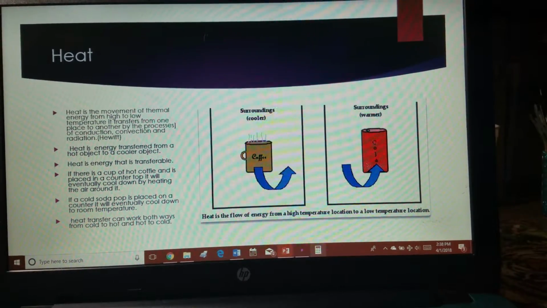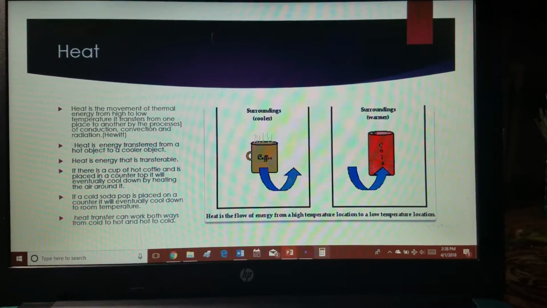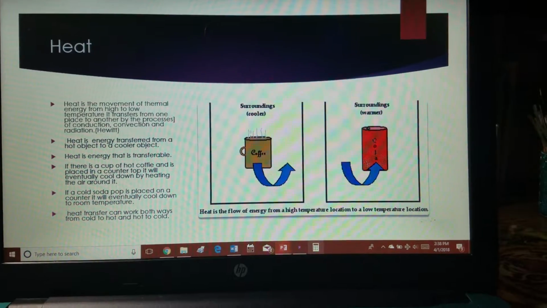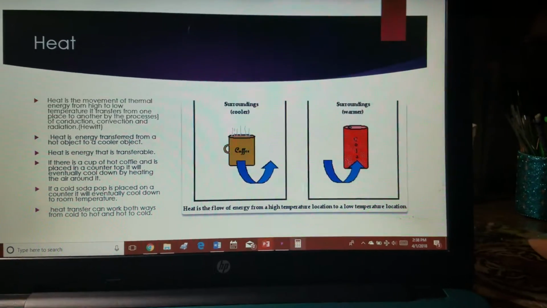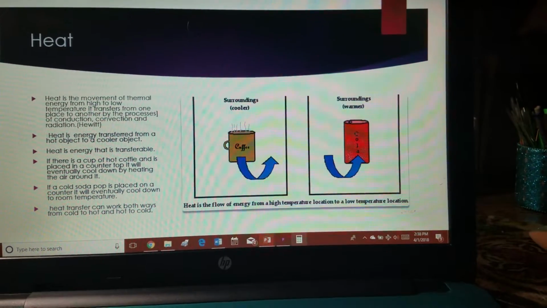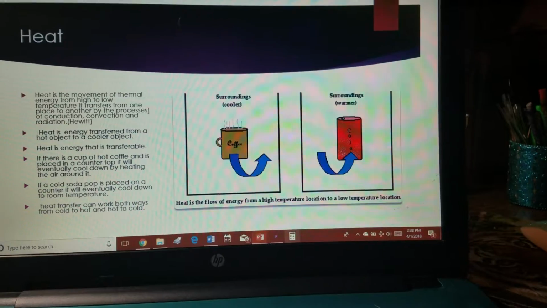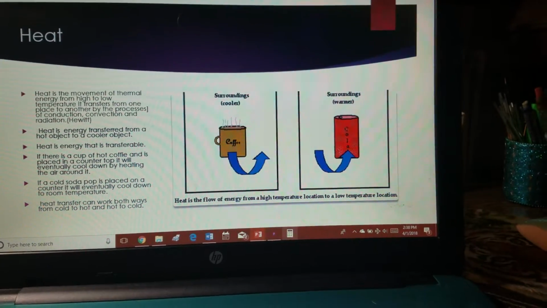If a cup of coffee is placed on a countertop, it will eventually cool down by heating the air around it. If a cold soda pop is placed on a countertop, it will eventually warm up to room temperature. Heat transfers can work both ways, from hot to cold and cold to hot.